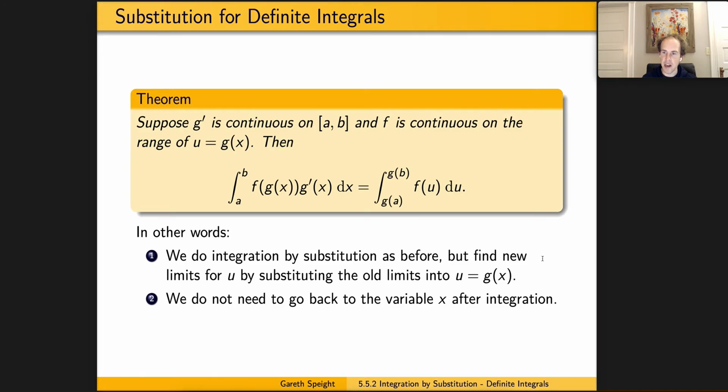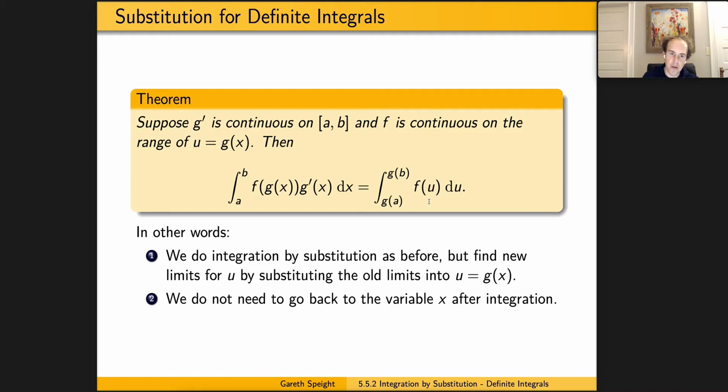One thing that's worth highlighting here is that once we have a definite integral with respect to u, all we have to do is find an antiderivative with respect to u and then sub in the u limits. So we never have to go back to the original variable x in this case. Unlike with indefinite integrals and integration by substitution, where we have to find an answer in terms of u and go back to an answer in terms of x.